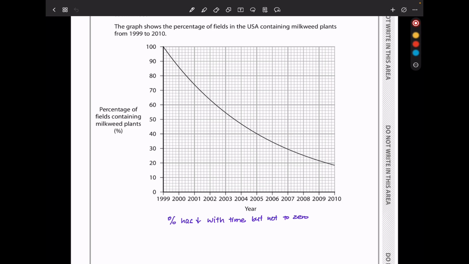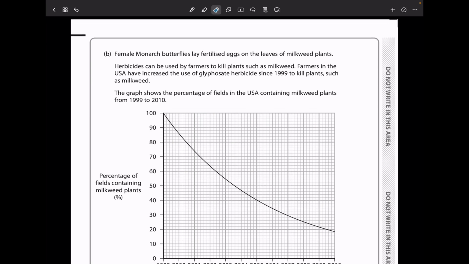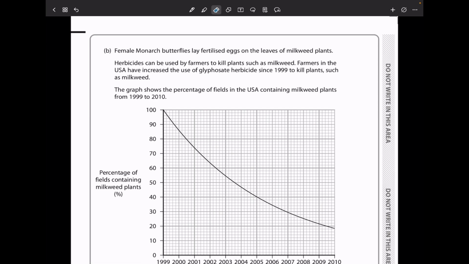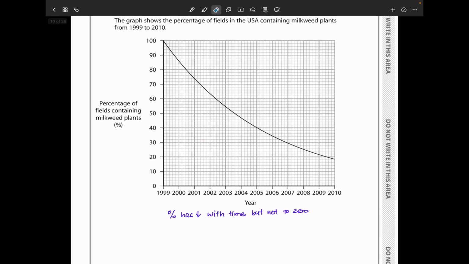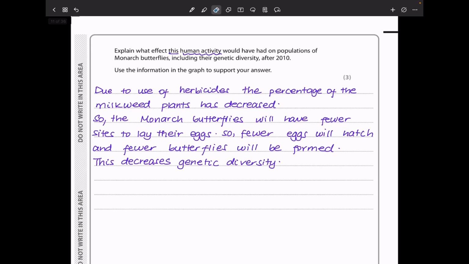Overall, we see as time increases, there is a decrease in the percentage of fields containing the milkweed plants. And since these milkweed plants could be used to lay eggs, it means there are going to be fewer butterflies as time goes on. Then they say explain what effect this human activity would have had on populations of monarch butterflies, including their genetic diversity after 2010. Use the information in the graph to support your answer.